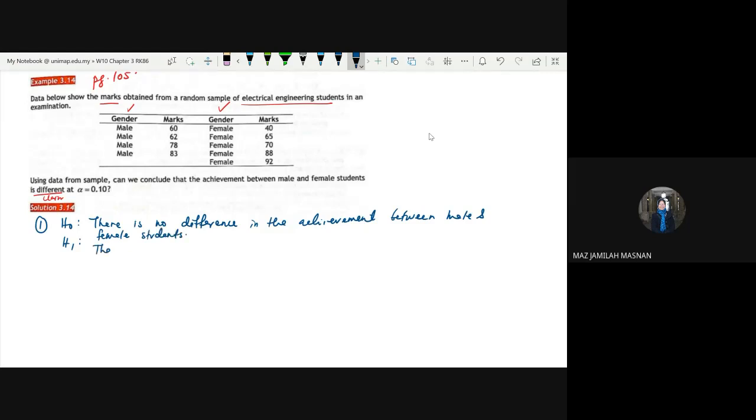Okay, and of course, for your alternative statement, there is a difference in the achievement between male and female students.